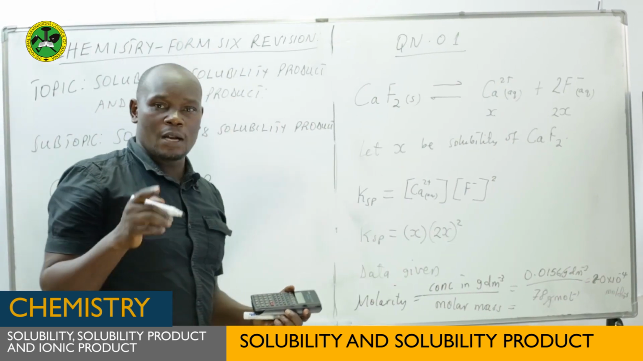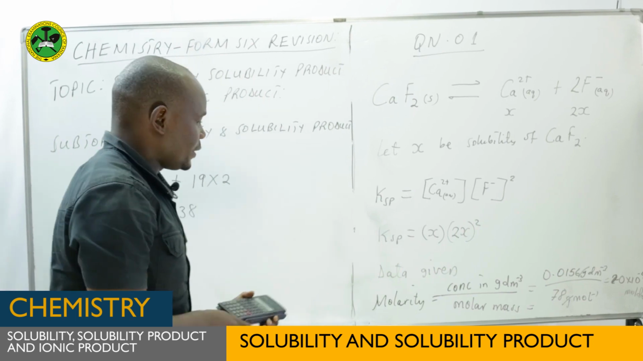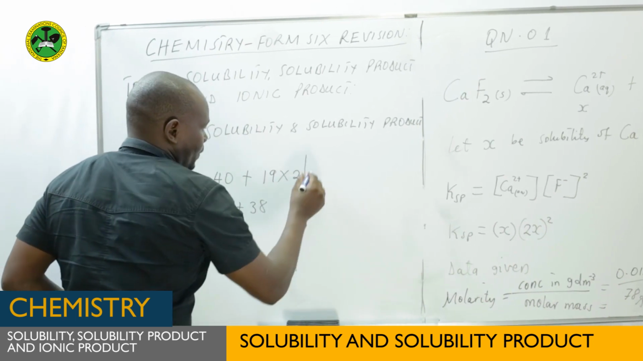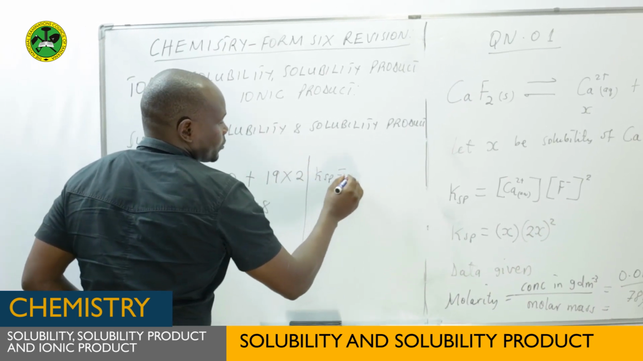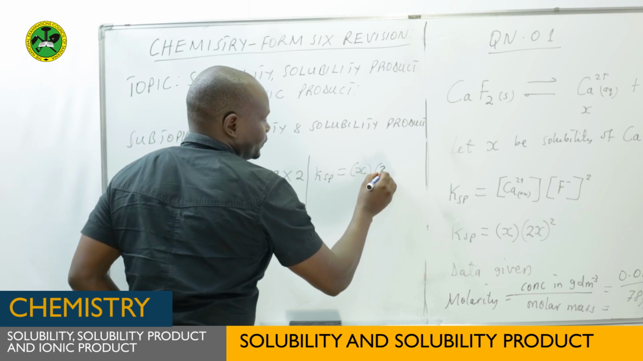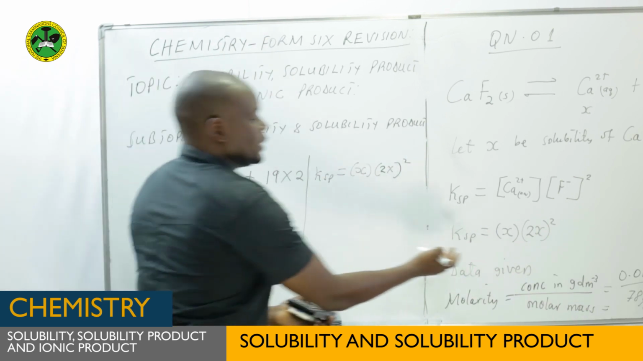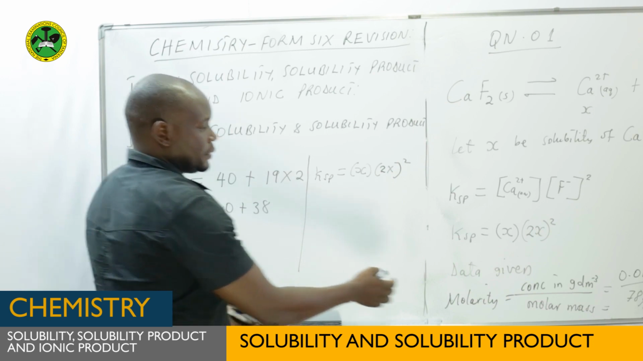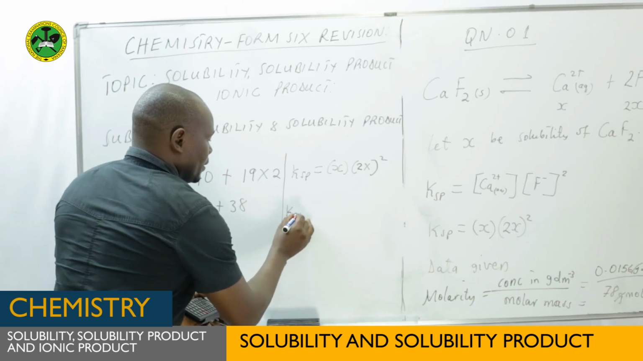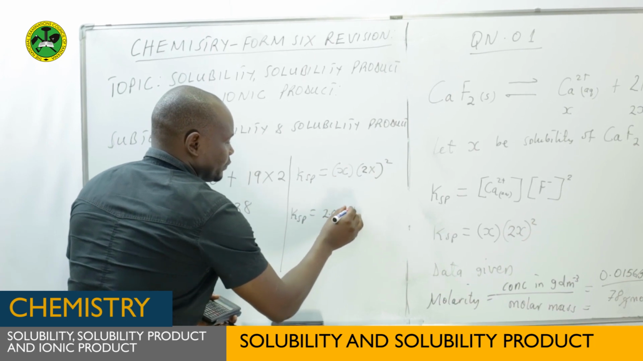So that is the molar concentration of calcium fluoride in moles per decimeter cubed. Now, since KSP is equal to the concentration of calcium ions times the concentration of fluoride ions, squared, and our solubility X is 2.0 times 10 power negative 4, the KSP will be equal to X, which is 2.0 times 10 power negative 4.